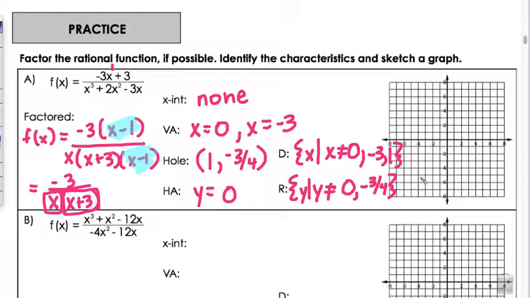Okay, and then you can sketch the graph from this information. You can also double check using your graphing calculator and make sure you graph it right. The graphing calculator will not show you the hole visually, so you need to really do this analyzing by factoring and simplifying to find all this information. And then you can sketch your graph with your asymptotes.